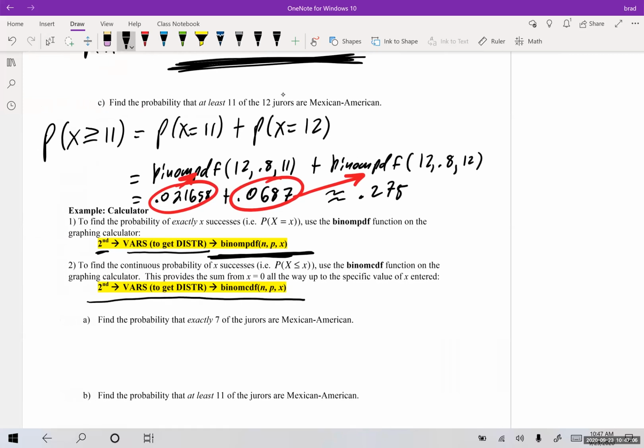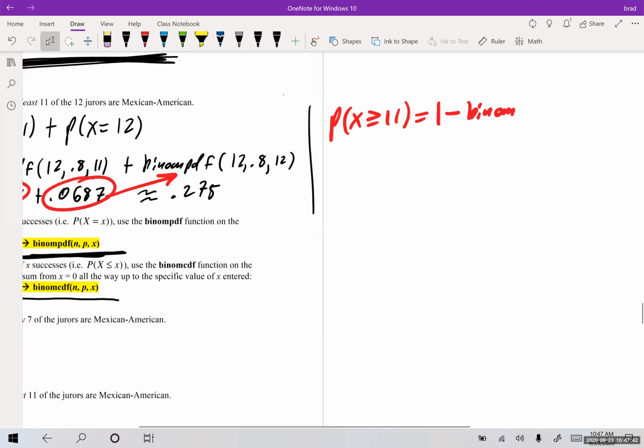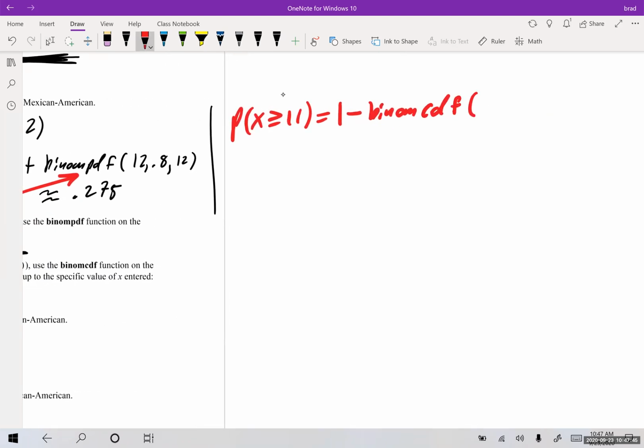We can use binomial CDF. Now binomial CDF adds up everything that comes before. So an alternate way we can do it is, let me write this again. The probability that X is greater than or equal to 11, we could have done it this way. We could have said 1 minus the probability that X is, here's a better way. Binomial, let me talk to you guys about what this does. CDF of 12, 0.8, 10.